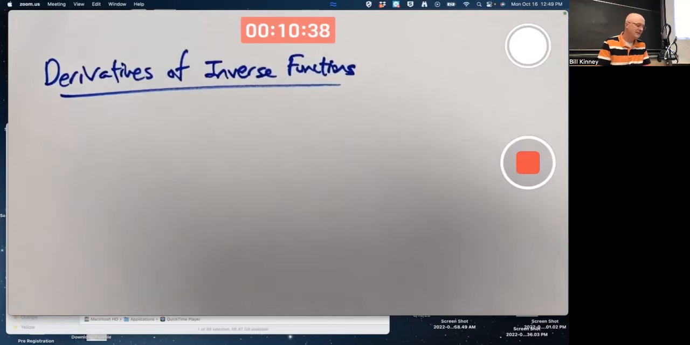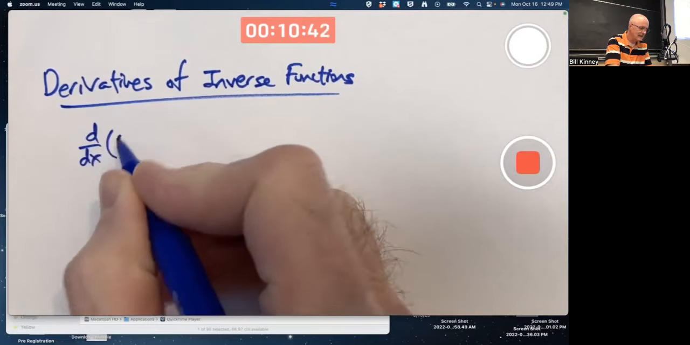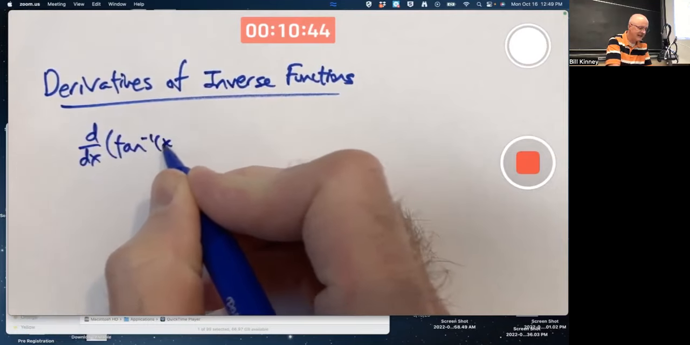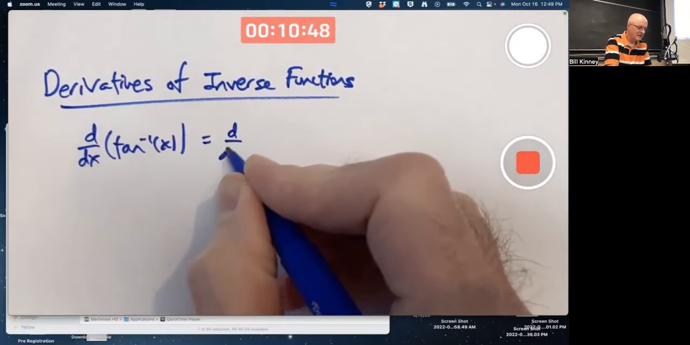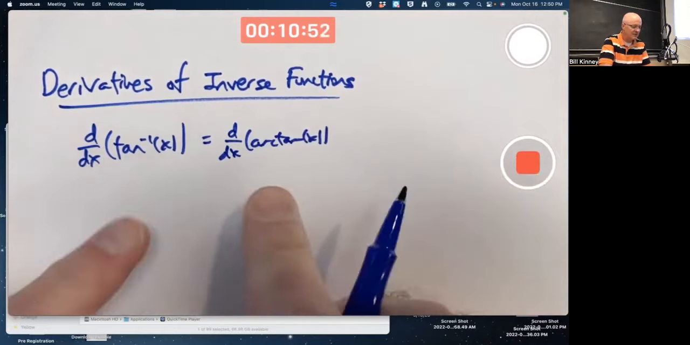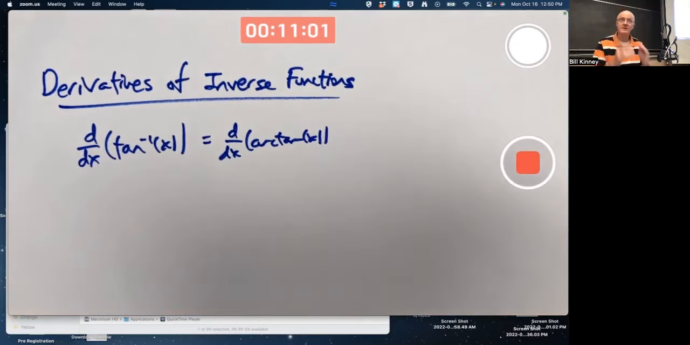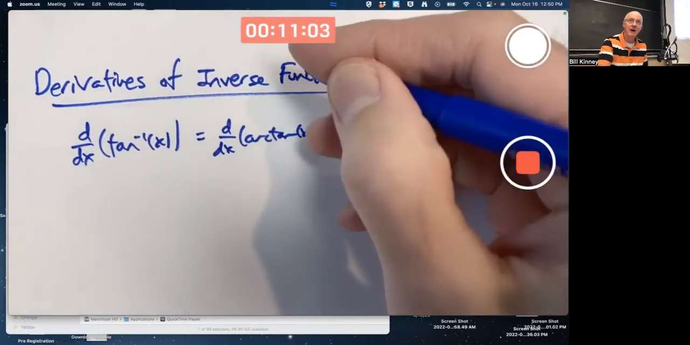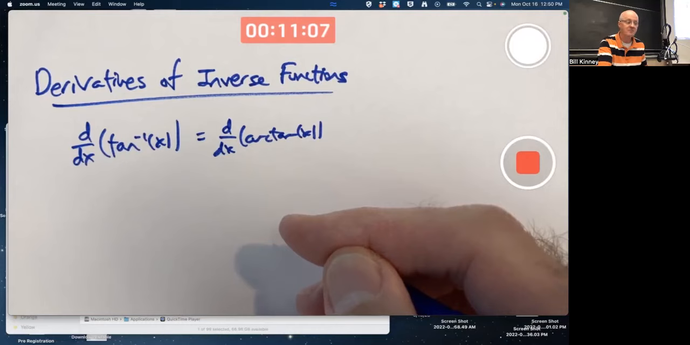Last time we talked about the derivative of inverse tangent. That is an inverse function, also called arctangent. Inverse tangent and arctangent are the exact same function, just different notation. It is the inverse function of the tangent function when you restrict its domain to between negative pi over 2 and positive pi over 2.